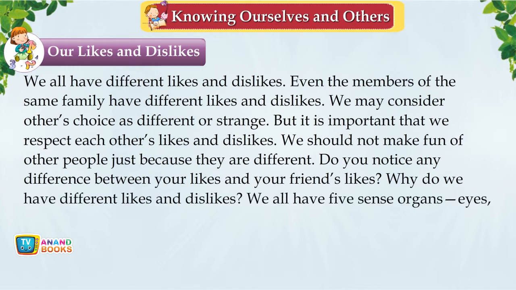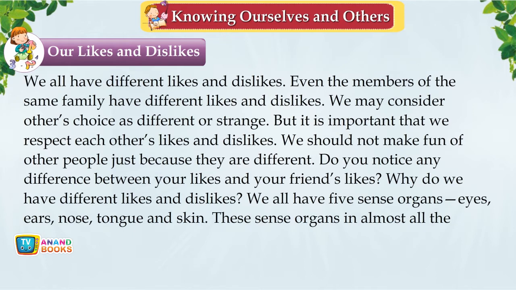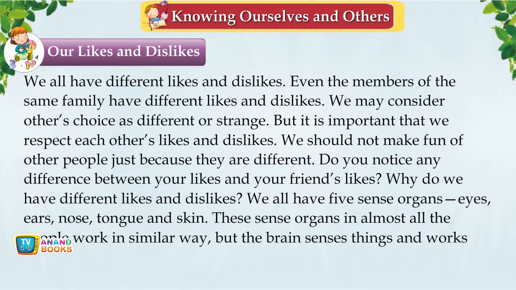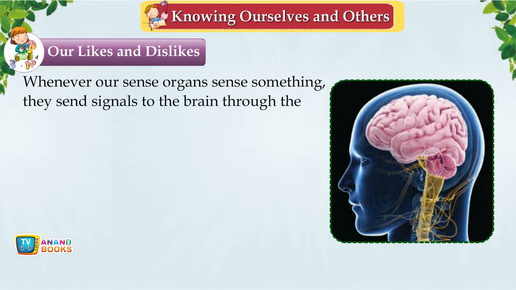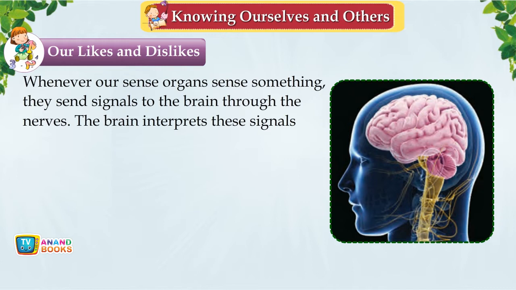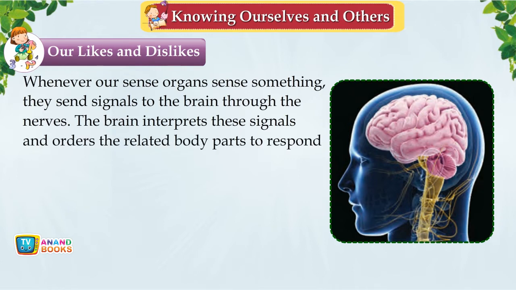Why do we have different likes and dislikes? We all have 5 sense organs: eyes, ears, nose, tongue and skin. These sense organs in almost all the people work in a similar way, but the brain senses things and works differently in different people. Whenever our sense organs sense something, they send signals to the brain through the nerves.